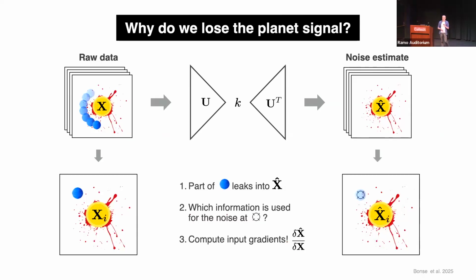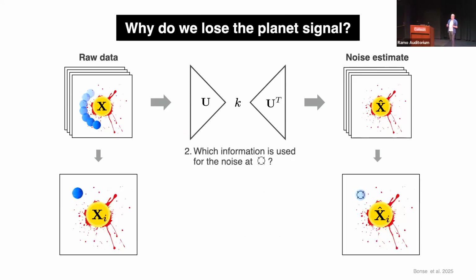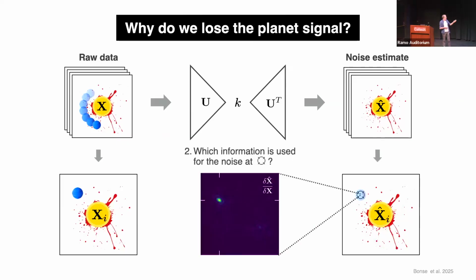You can do that by using so-called input gradients. They will give you a heat map of where the information is coming from, and then you get something like this for PCA with a lot of components. And as you can see, most of the information that is used is just coming from the position where the planet is at. So essentially, we are just copying the signal of the planet from our data into our noise estimate, subtracting the planet, everything gone.